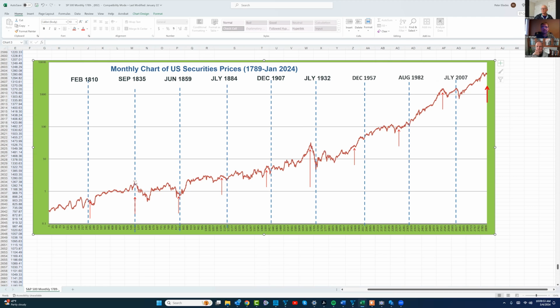Actually, this was not September of 1835. The high here occurred, I have it written down somewhere. Let me see what date it was. It was May of 1835. The high here, according to the Foundation data, was May of 1835. This high was September of 29. So it was 94 years and 7 months.